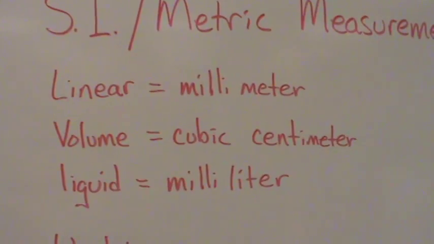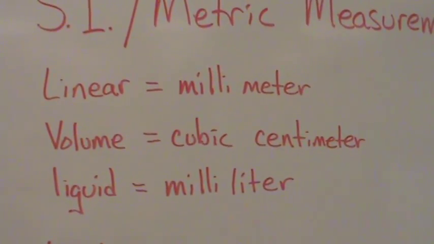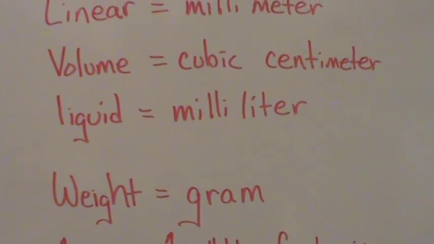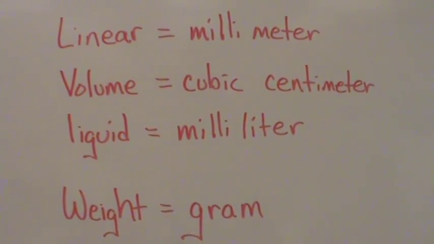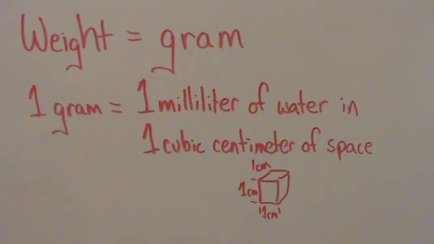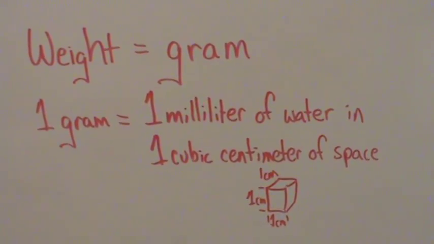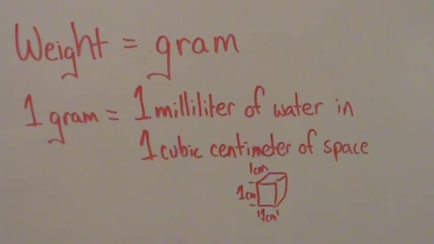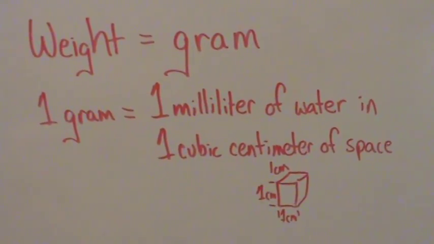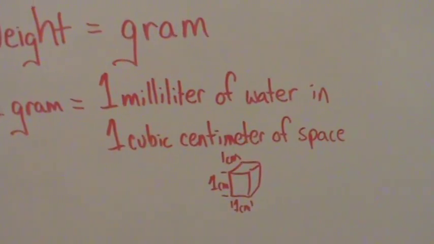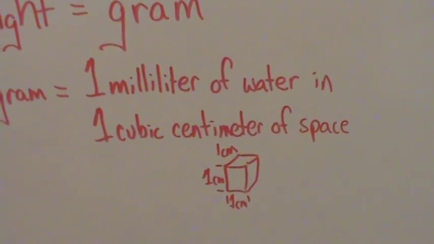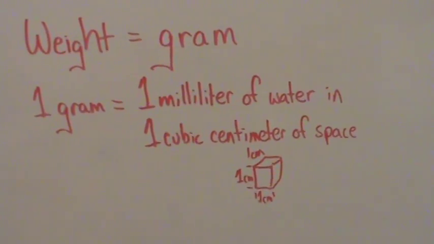So you have the meter, the cubic centimeter, and the liter for your units of measure, with milli being the smallest. For weight, we have something called the gram. Now, here's the thing about weight in the metric system. There's a spot where 1 gram of weight is the same as 1 milliliter of water, which occupies 1 cubic centimeter of space. So you have a spot where weight, liquid, and linear measurement all come together to equal the basic unit for each one. It's kind of a cool thing.